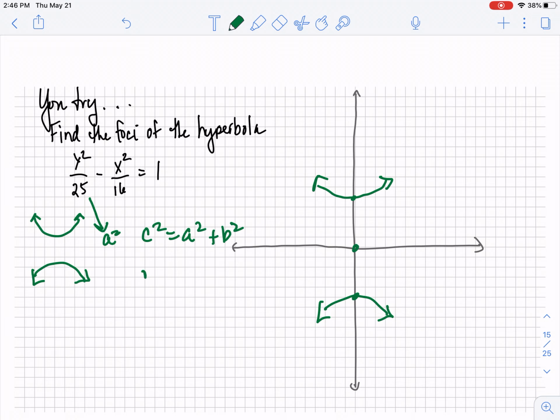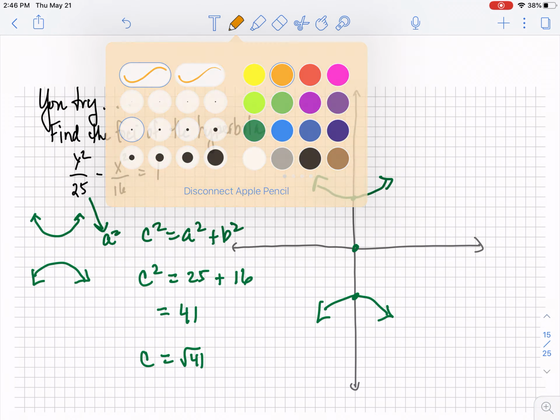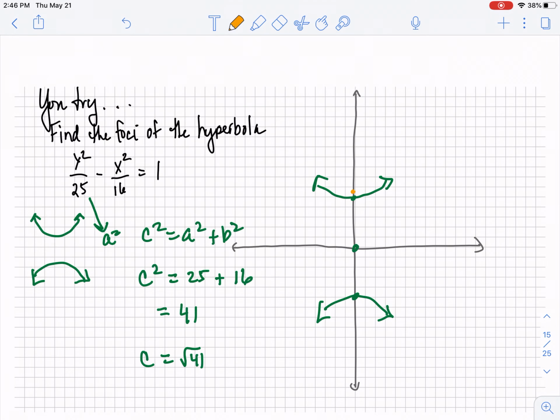But anyway, c squared, that's what I'm interested in right now, is going to equal a squared, which is 25, plus b squared, which is 16. All right, so that's going to equal 41. So c is equal to the square root of 41. Again, that's probably about 6.4 something. So here's one focus point. Here's the other focus point.